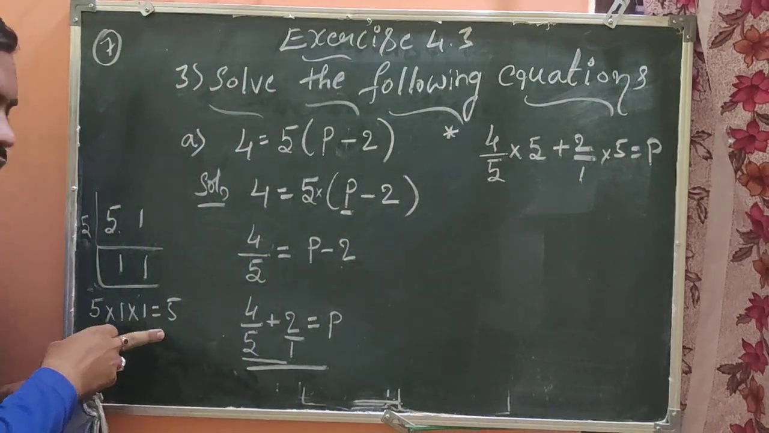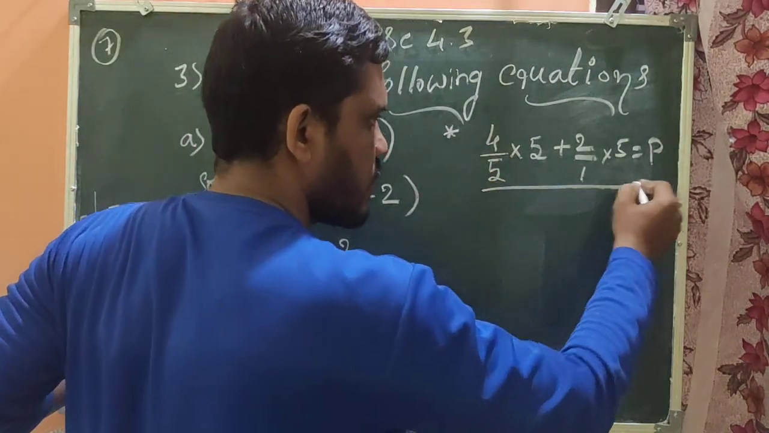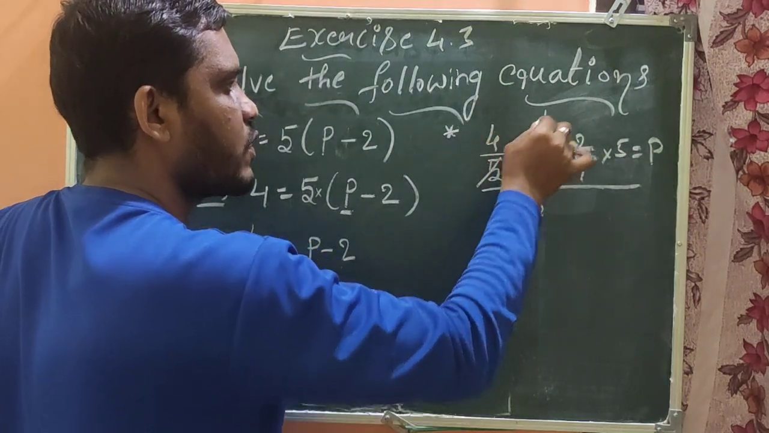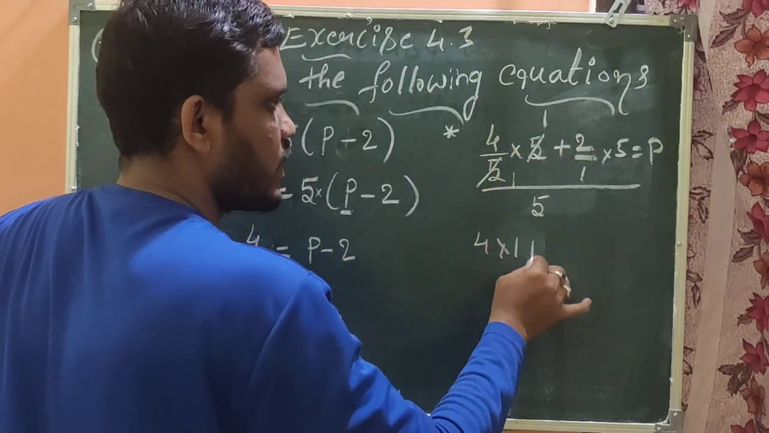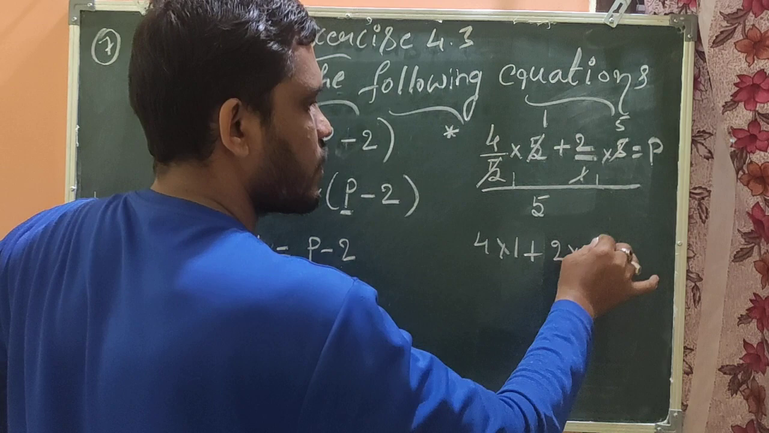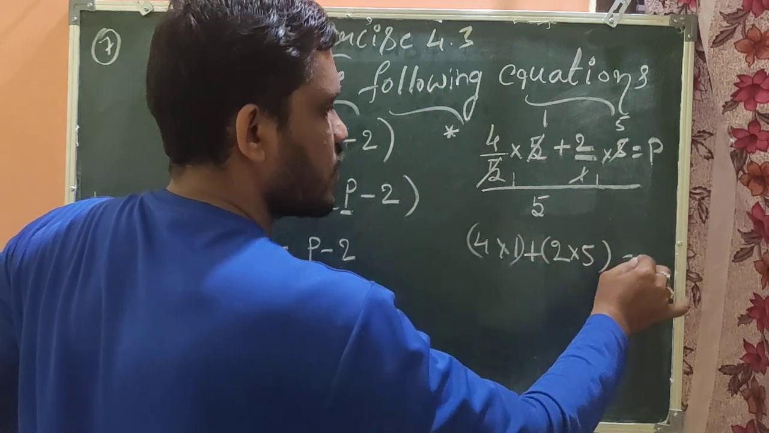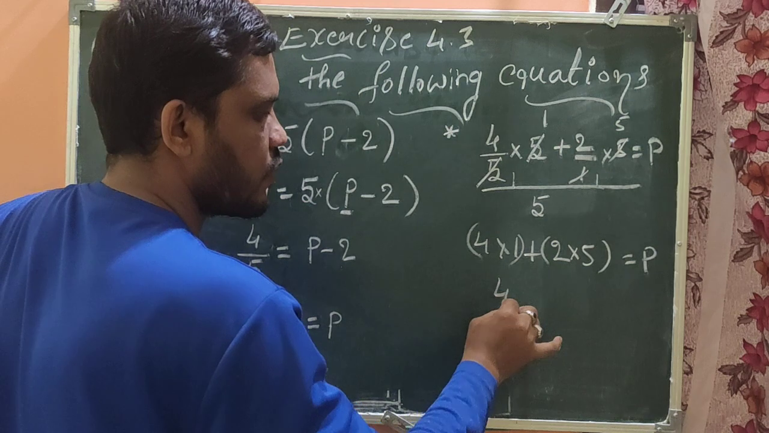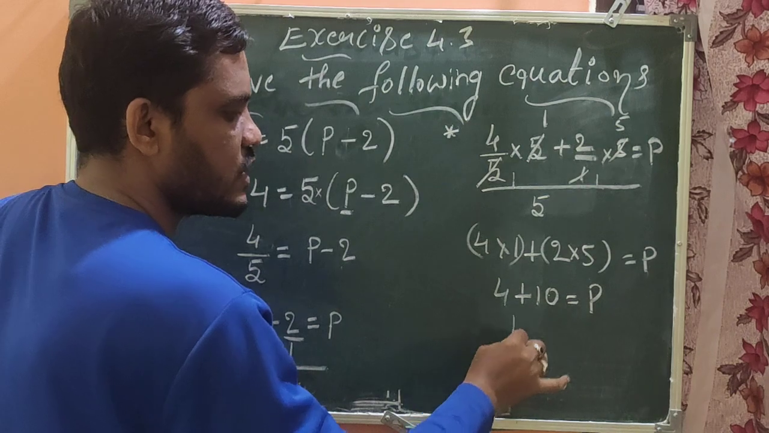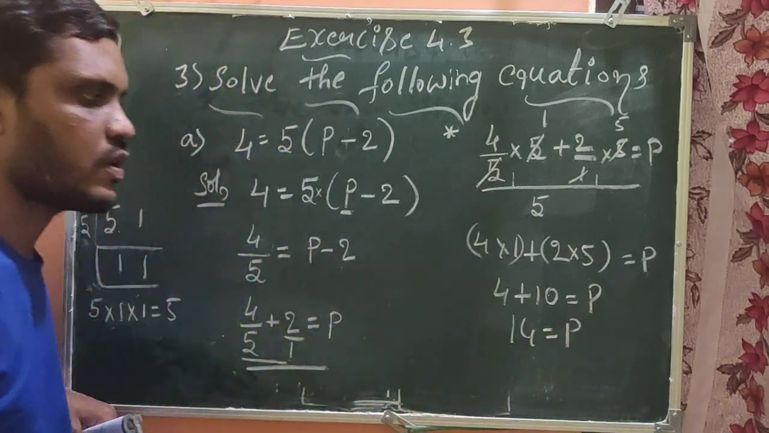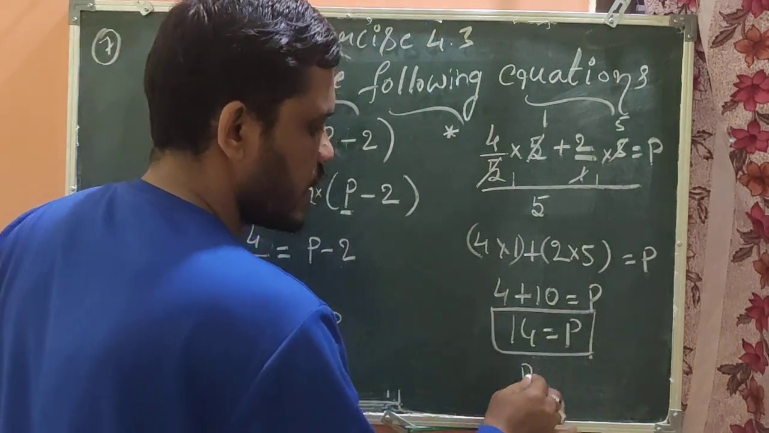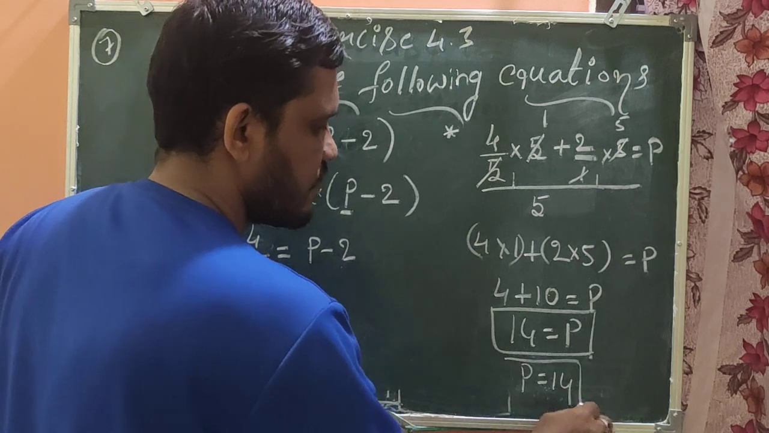So just what we get as LCM, you have to multiply that each time. Whole divided by 5. 5 ones are 5, 4 into 1, plus 1 ones are 1, 5 twos are 10, is equal to P. 4 ones are 4 plus 2 fives are 10 is equal to P. 10 plus 4 is 14 is equal to P. Therefore, the value of P is 14, or you should write like this: P is equal to 14.